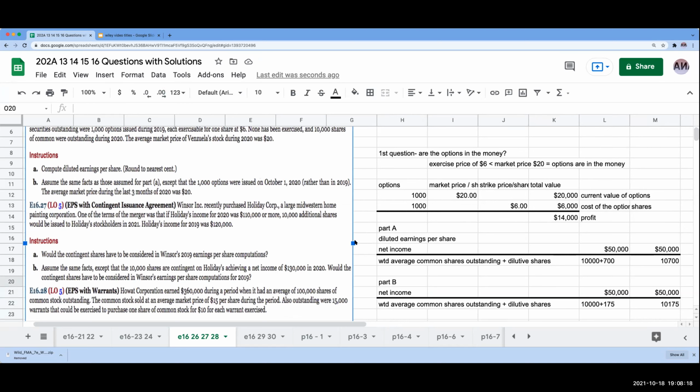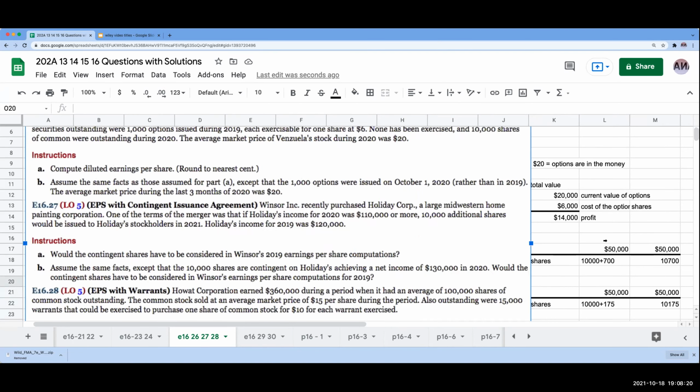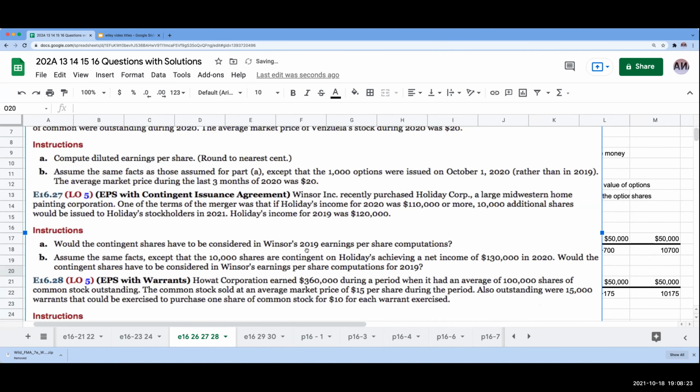Okay, now this next one over here gave me a little bit to think about. So Windsor Inc. recently purchased Holidays Corp, a large Midwestern home painting corporation. One of the terms of the merger was that if Holiday's income for 2020 was 110,000 or more, 10,000 additional shares would be issued to Holiday stockholders in 2021. Holiday's income for 2019 was $120,000.